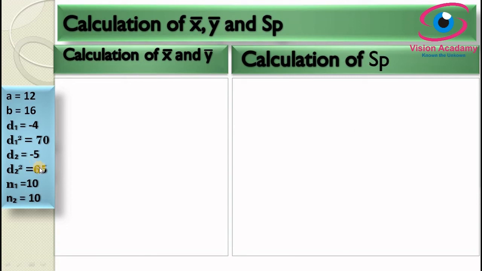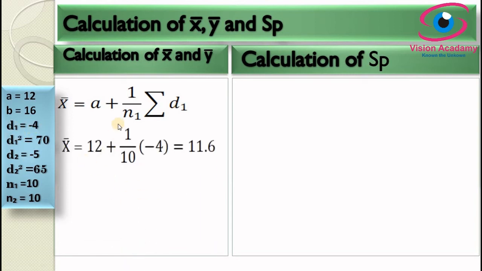The same values I have pasted here to replace them in the formula. So here A, the assumed mean, is 12, and N1 is 10, and D1 here we have minus 4. Then I have replaced all the values here.